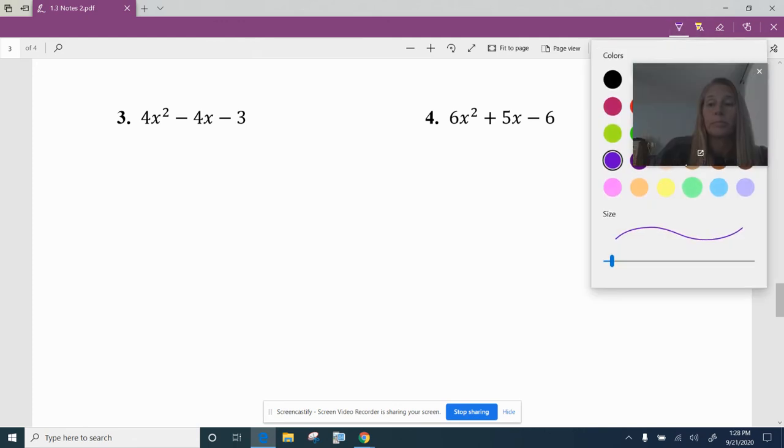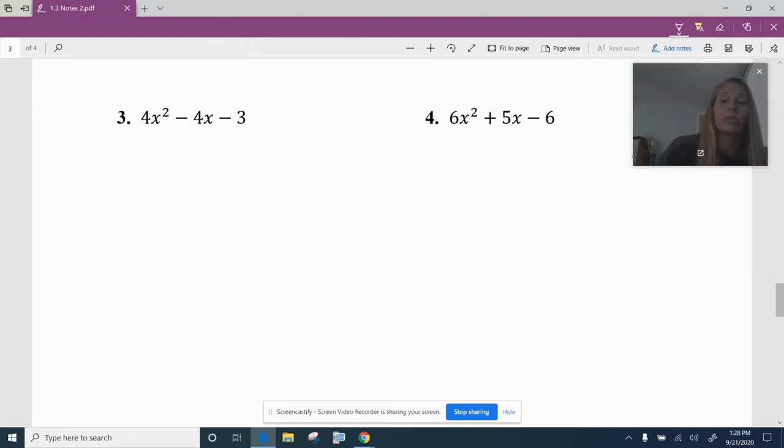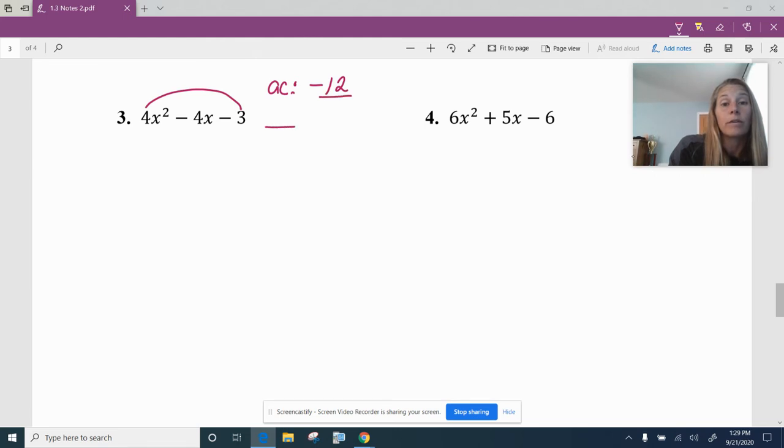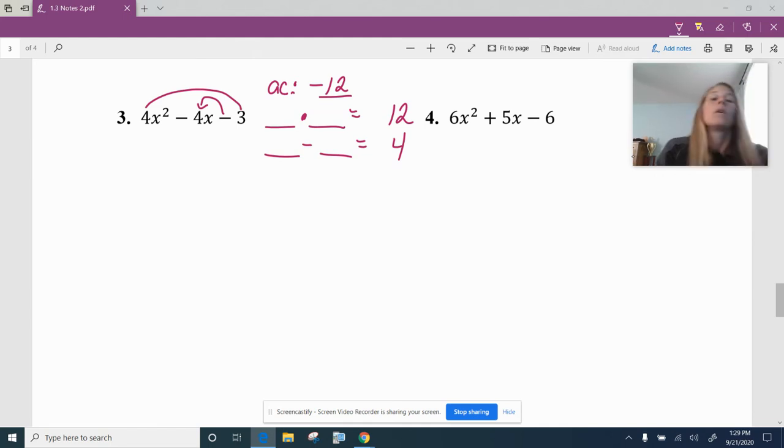So if I'm going to do number 3, my AC number is 4 times negative 3, which is actually negative 12. So I'm not going to worry too much about the sign right away. First, I'm going to worry about the numbers. So I need the numbers that multiply to get 12 and subtract to get 4, since there is a 4 here and a subtraction sign there, right? So that tells me one of my numbers is positive and one's negative.